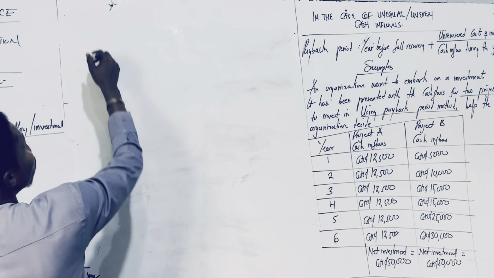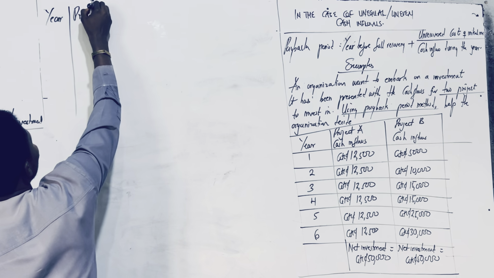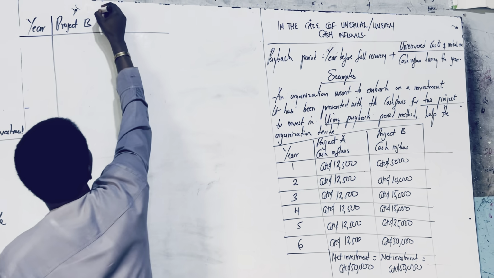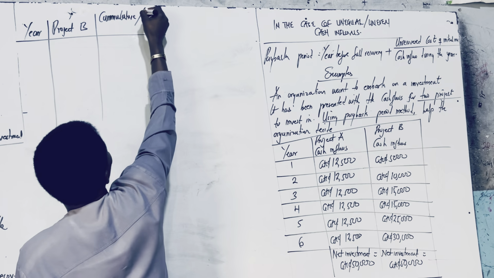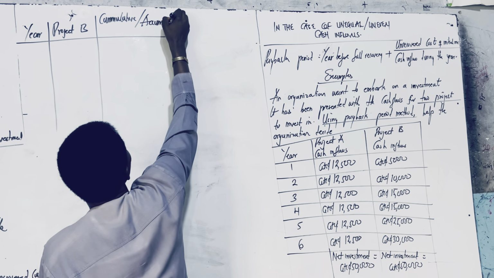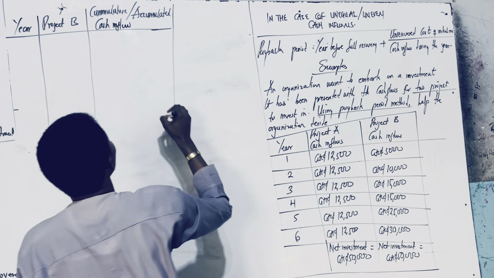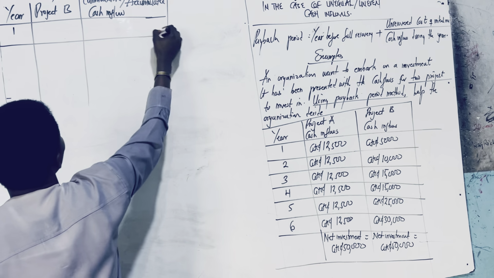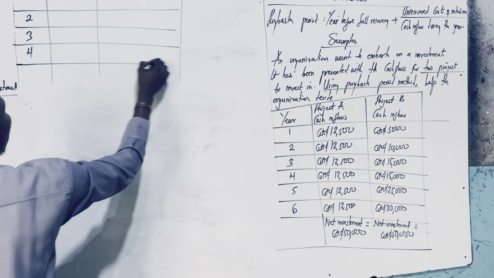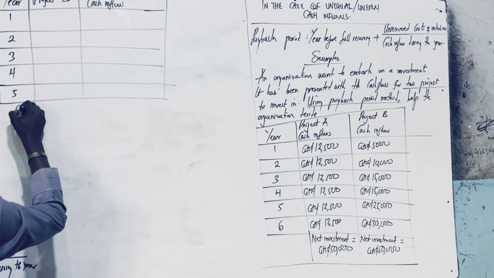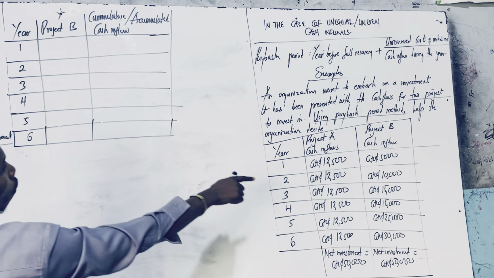So we have a table here. We have the year. Then we have Project B. Then we have what we call cumulative. Sometimes you can also call it accumulated cash inflow. So we have year 1, year 2, year 3, year 4, year 5, and then we have year 6.